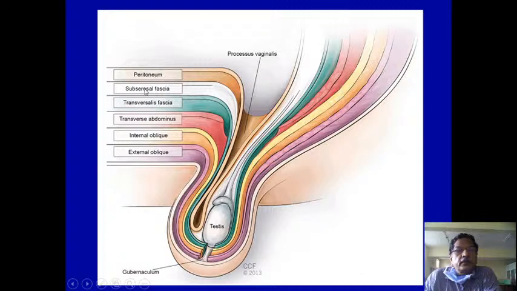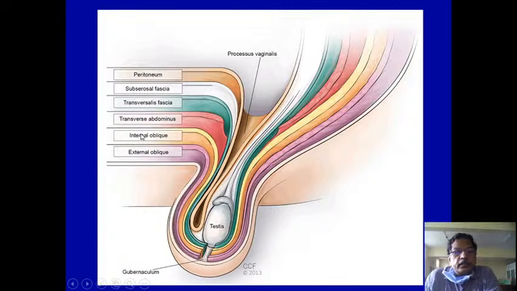And then there is transversalis fascia. Transversalis fascia forms all round, and in the scrotum we call this component of transversalis fascia the internal spermatic fascia. So superficial to that, the internal oblique component of the scrotal layer comes.